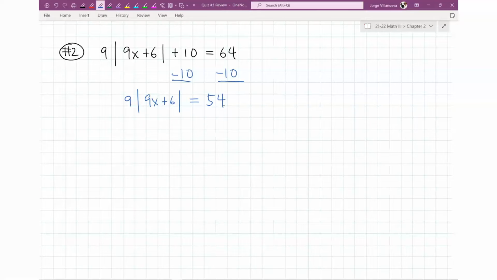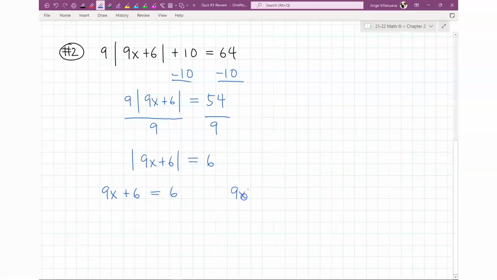Okay, now at this point, I got to get rid of that 9 in the very front. So let's divide everything by 9. So I get the absolute value of 9x plus 6 equals 54 divided by 9 is 6. Okay, now notice how my absolute value is all by itself. So now I get to break it into 2 parts, okay? So 9x plus 6 is equal to positive 6, and 9x plus 6 is equal to negative 6. So just start solving the left side and then the right side.